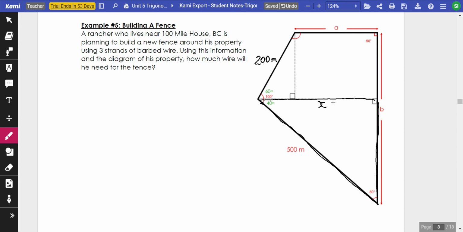Okay, so let's try and find that side. From the angle of 50, that's the opposite side, and we know the hypotenuse, so that's the sine function. So sine 50 equals opposite X over hypotenuse 500. Okay, this is a multiplication question again. So sine of 50 times 500, and you end up with X equals 383. Okay, so 383 goes here.